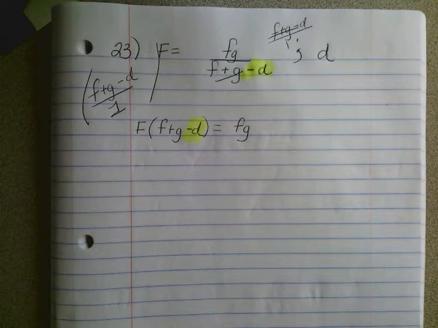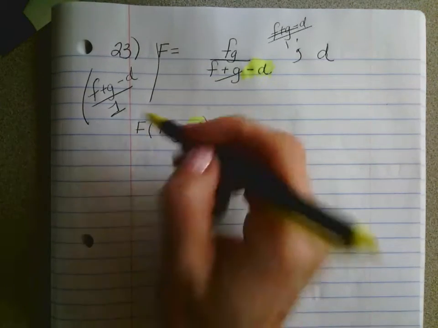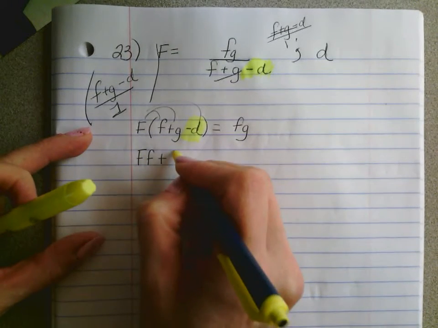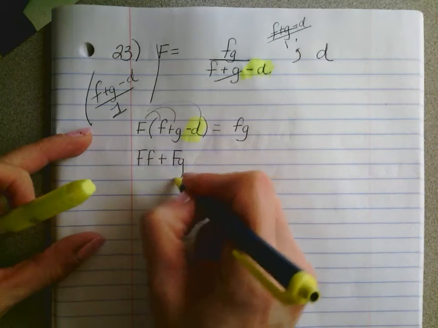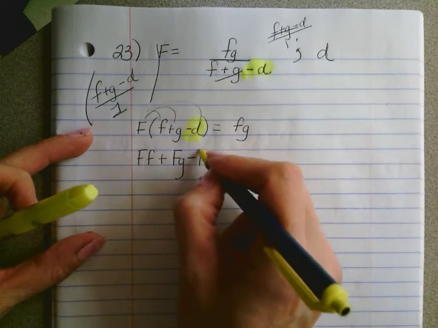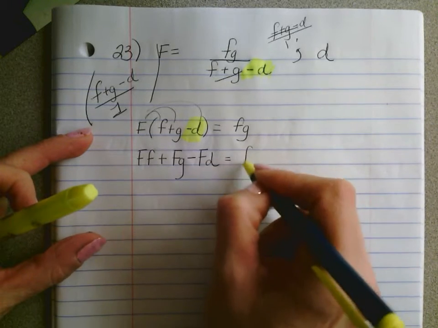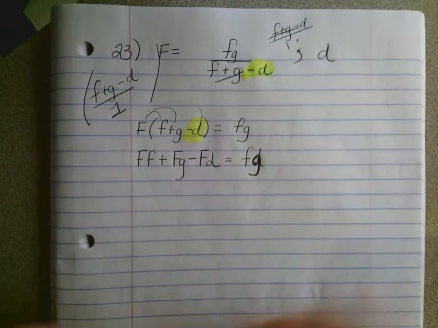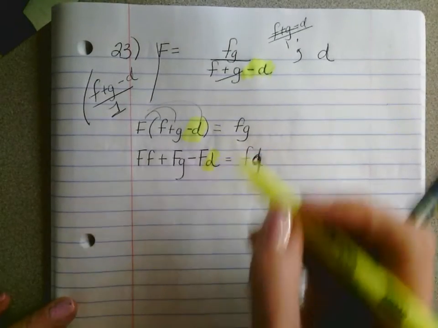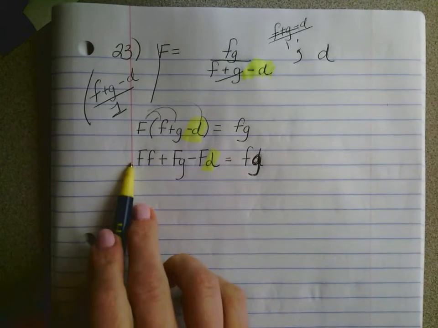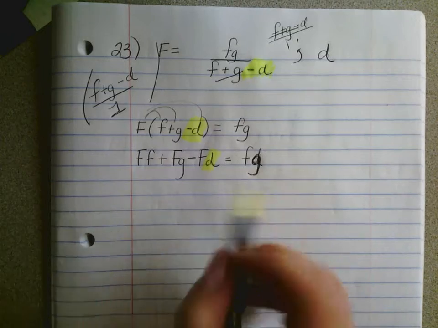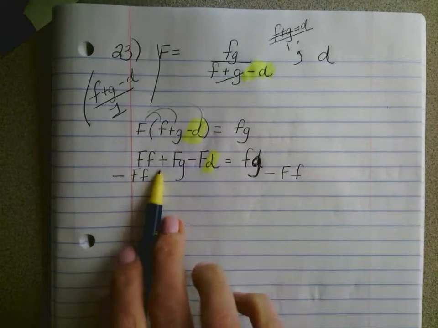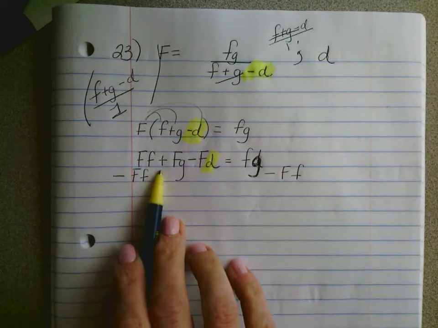Same second step as what we did last time. What did we do last time? Distribute: big F, little f, added to big F, little g, minus big F, little d. That should be a G for that. Still trying to get that D by itself. We're almost there though. What can I do with this positive FF to get it over there? And what can I do with this positive FG to get it over there?